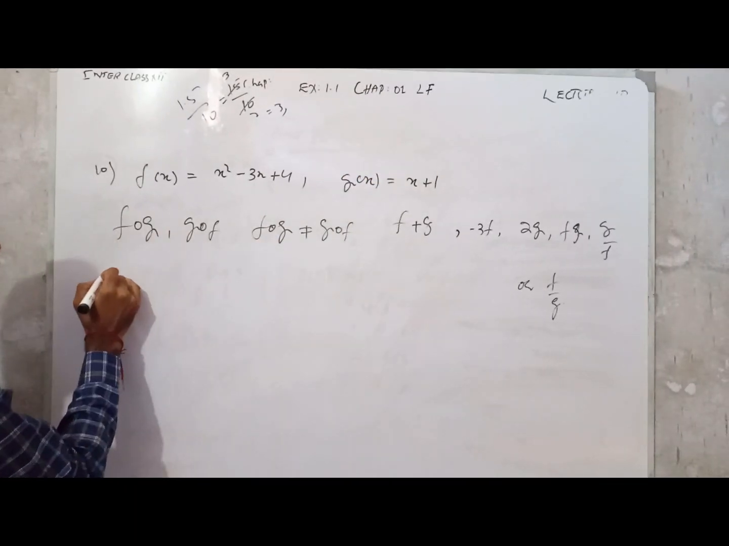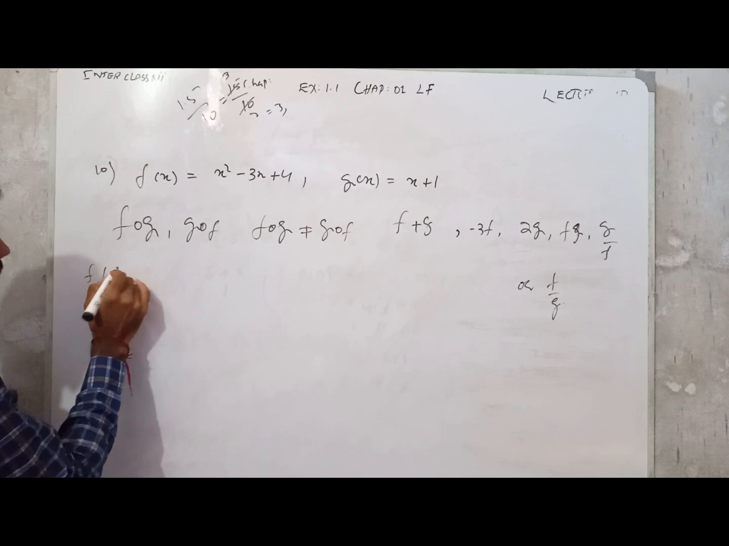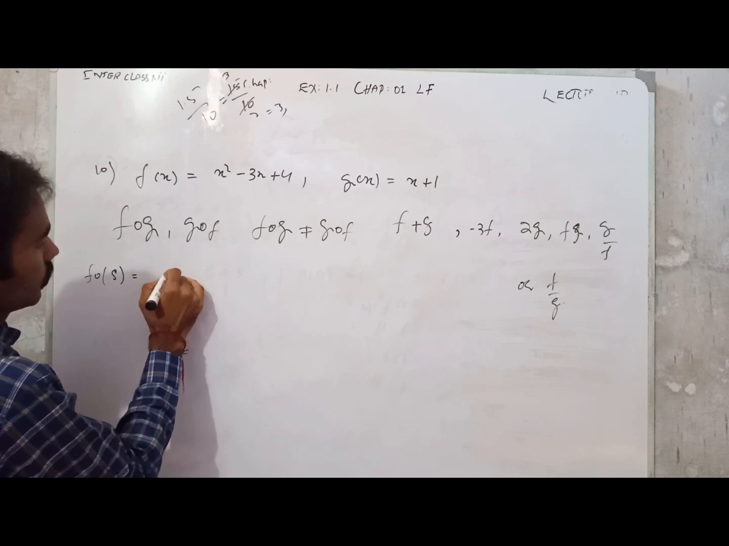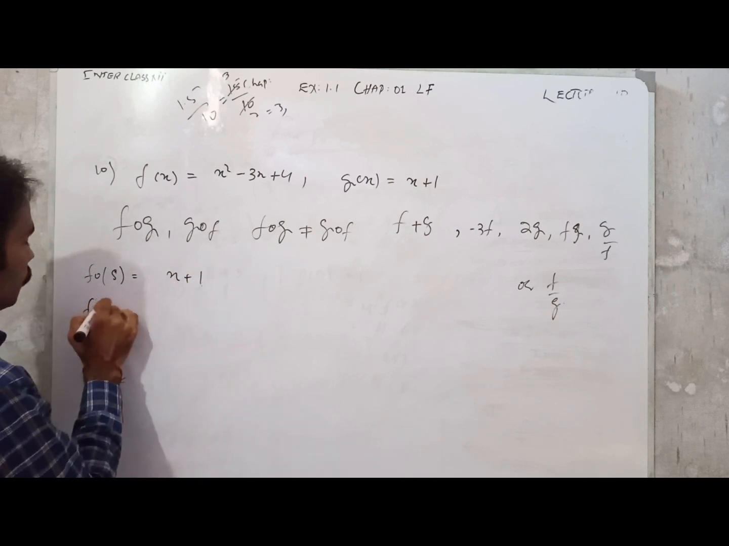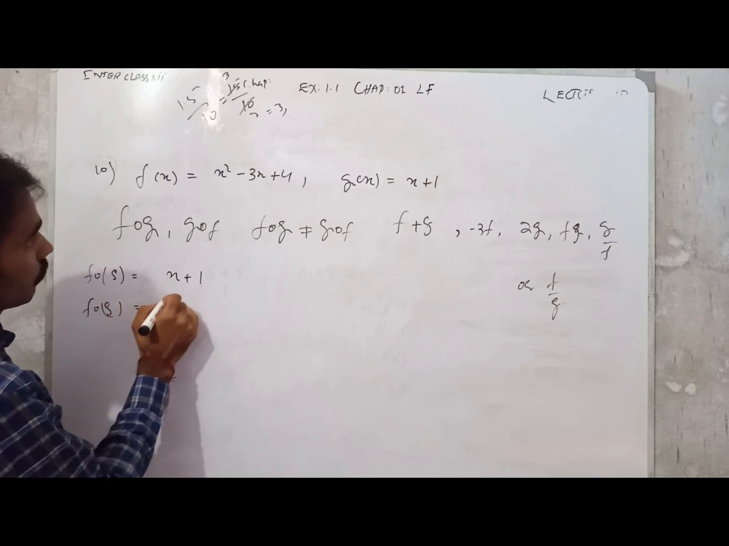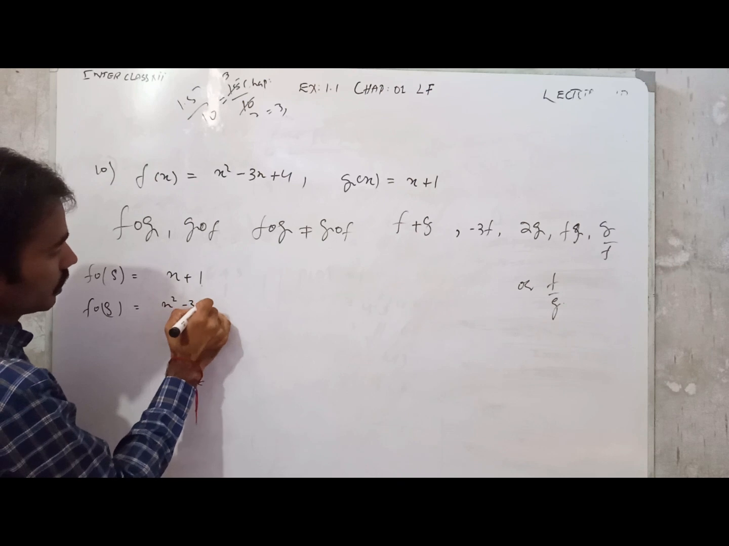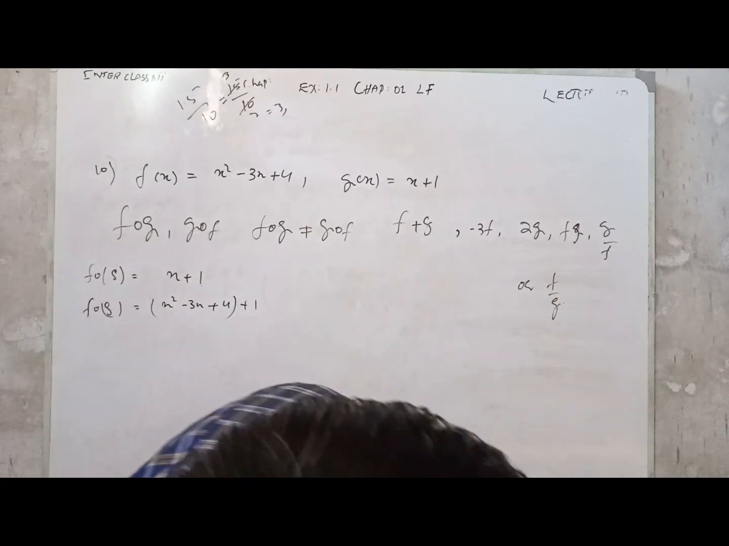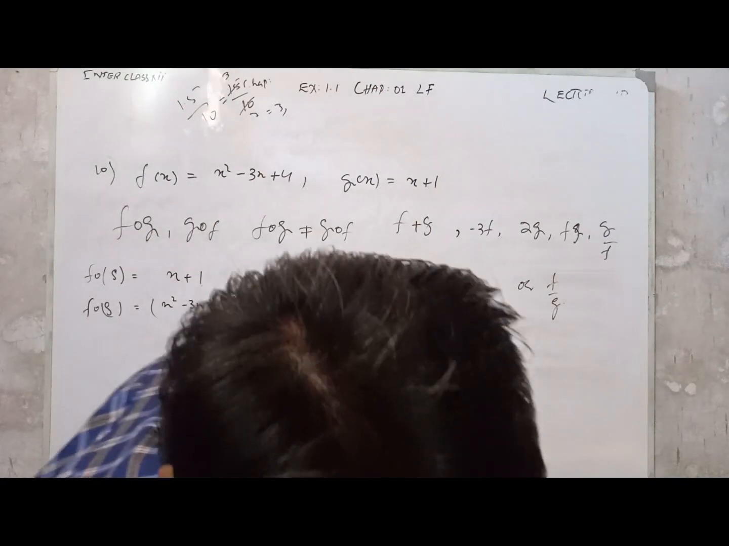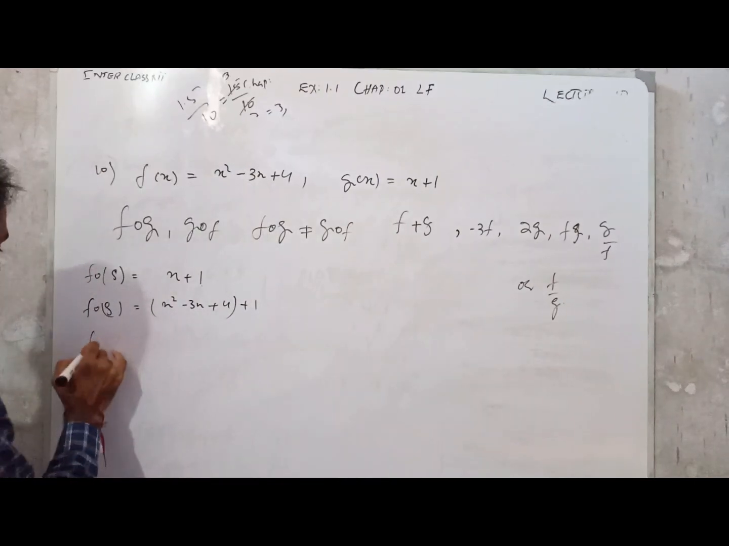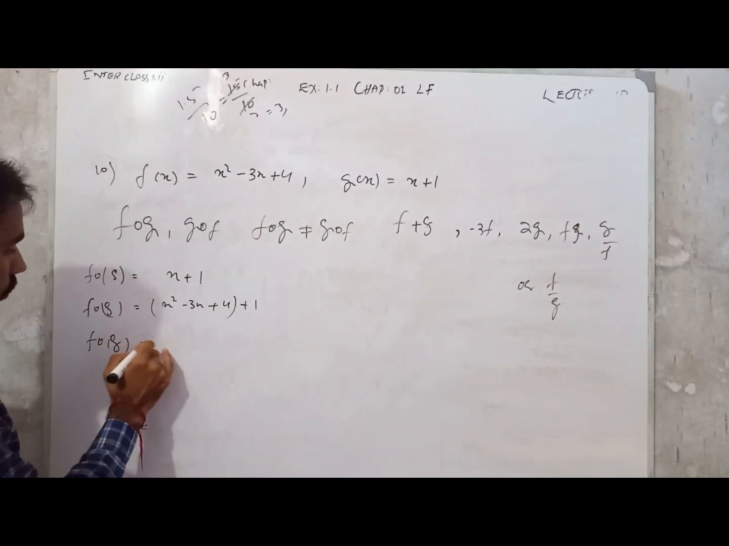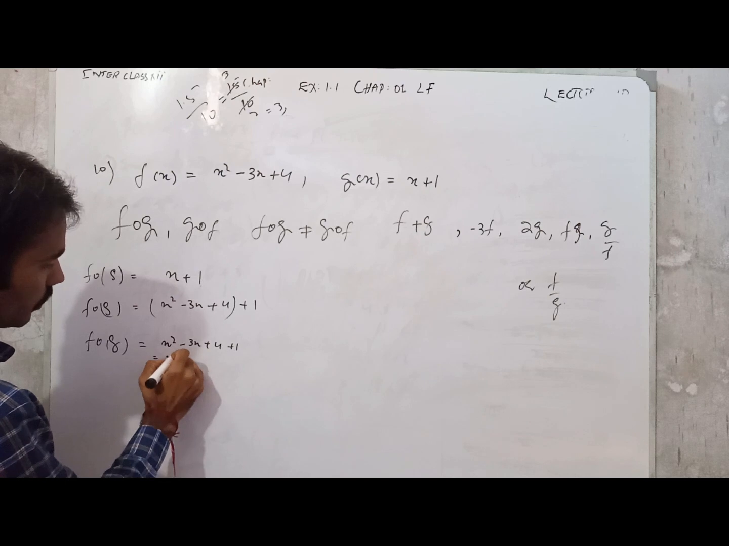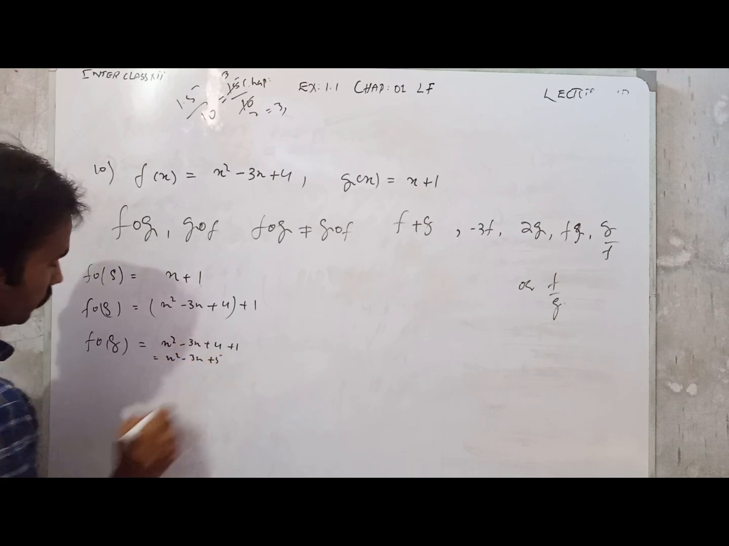So f of g means f of g, where g is equal to x plus 1. So f of g is equal to x square minus 3x plus 4 plus 1, which is equal to x square minus 3x plus 5.